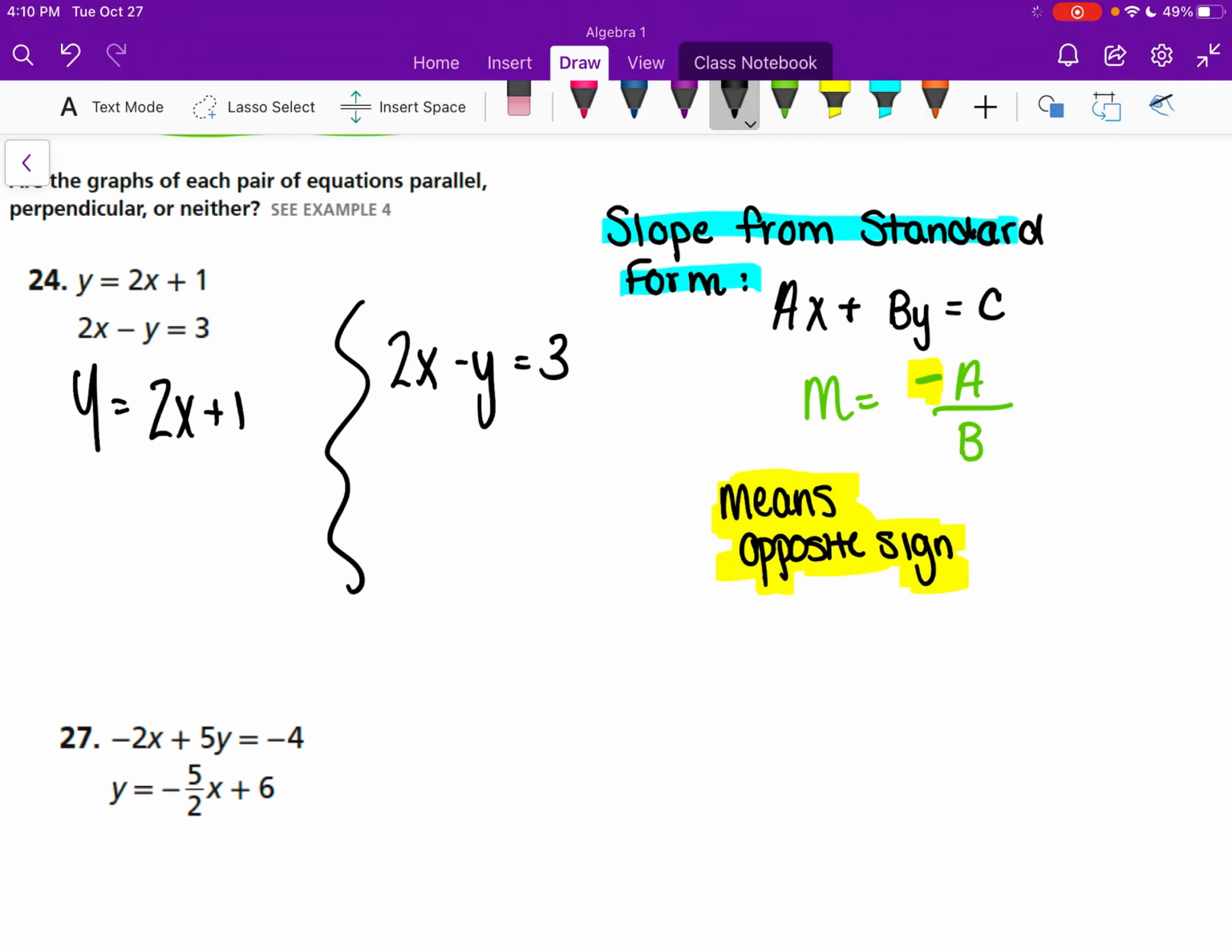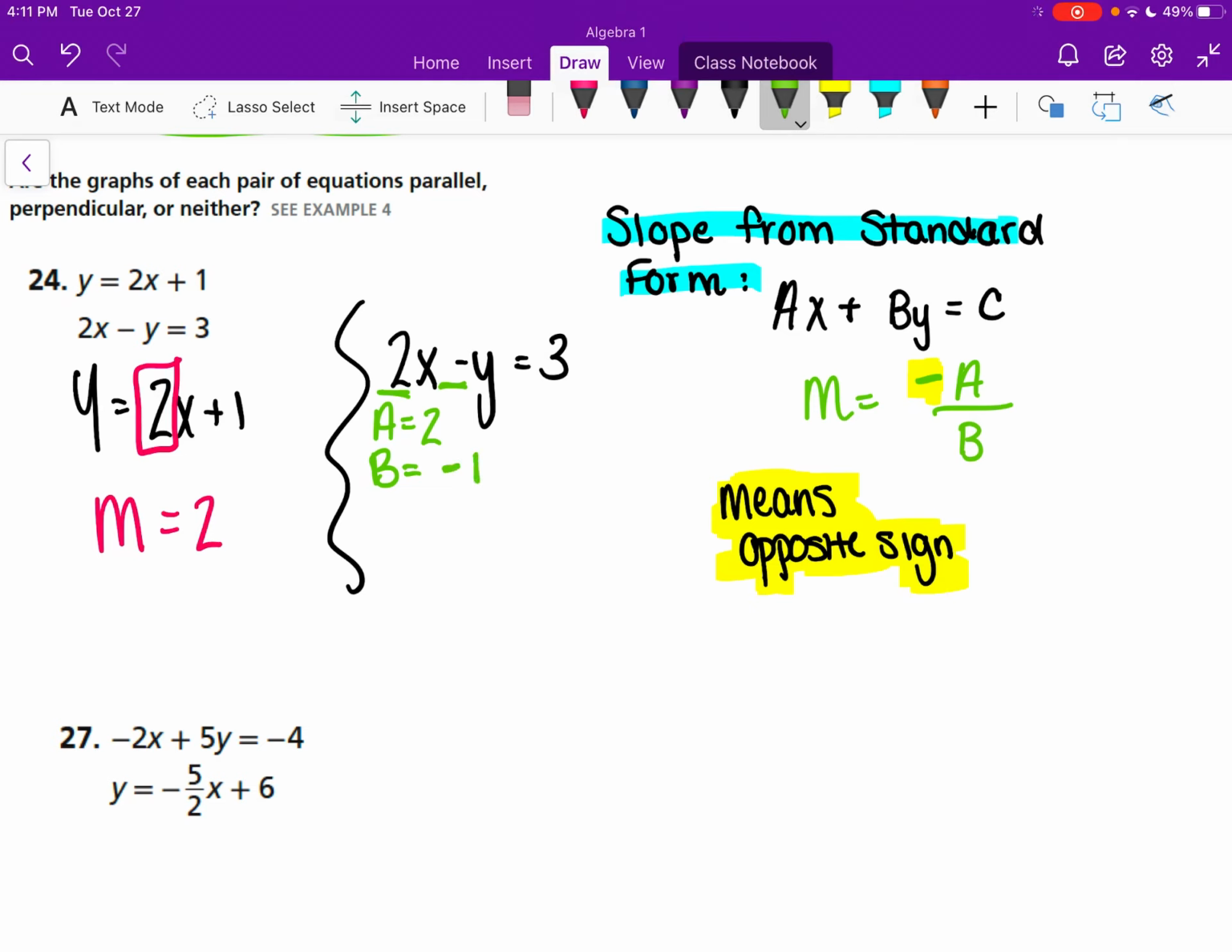The first line is in slope-intercept form, and in that format, the number in front of the x is the slope. So here the slope is 2. The second line is in standard form, 2x minus y equals 3, so I'm going to need to know what the a and b values are. The a value is 2, the number in front of x. The b value is the number in front of y, and in this case it's a minus y. There's not a number there, it's a 1, so that is a -1.